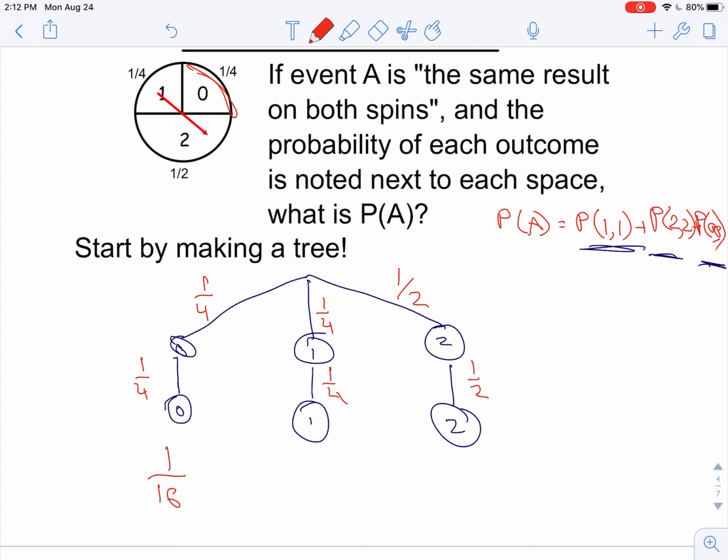1/4 times 1/4 is 1/16, though. That's your compound probability there. 1/4 times 1/4 here is 1/16, and 1/2 times 1/2 is 1/4.